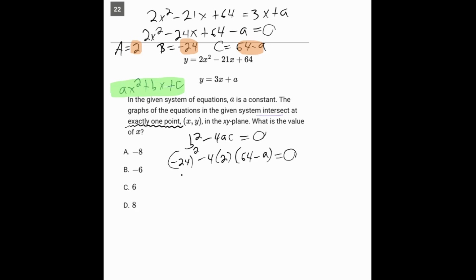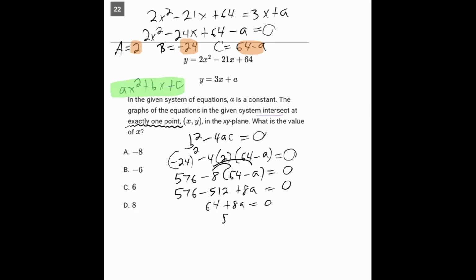So now 24 squared is 576 minus 8 times 64 minus a equals 0. 576 minus 512 plus 8a, so we're distributing here, equals 0. 64 plus 8a equals 0. Take away 64 from both sides. 8a is negative 64 and divide by 8, and you'd get negative 8. But be careful not to pick this answer right now, because that'll happen a lot on the SAT where you feel like you just got an answer, but it's actually not what they were asking us for.